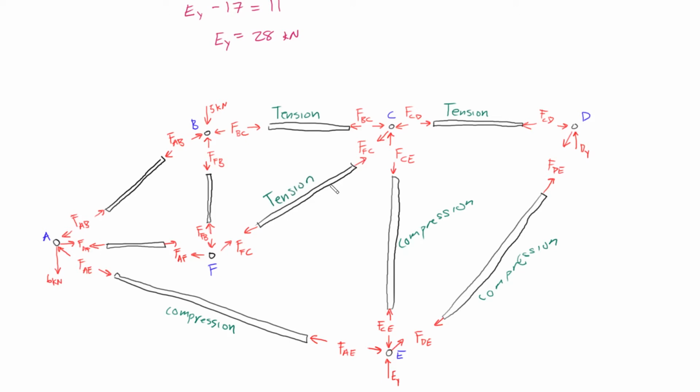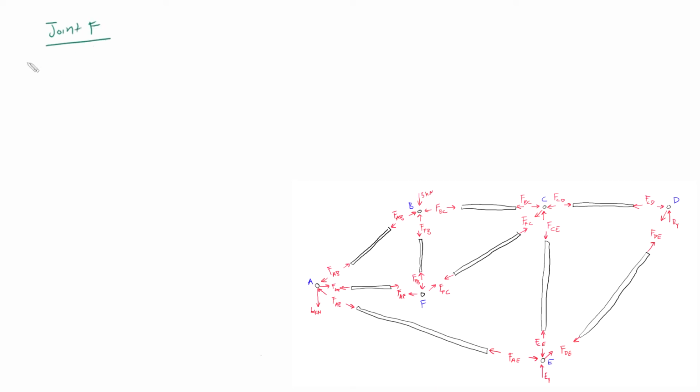We're almost done with this problem, so the next joint we're going to look at is joint F. So that's this joint right here, and we're going to look at the sum of the forces in the x and y directions. So for joint F, we're going to say the sum of the forces in the x direction is going to be FFC cosine of 45 degrees minus FAF, which equals 0. And we could say that FAF equals 8.167 kilonewtons.